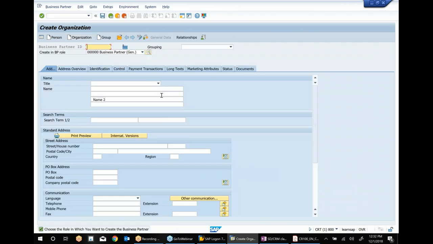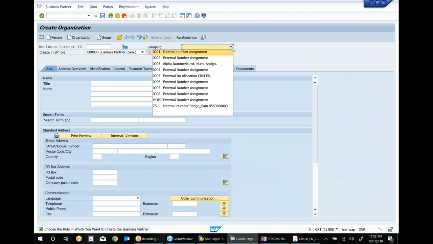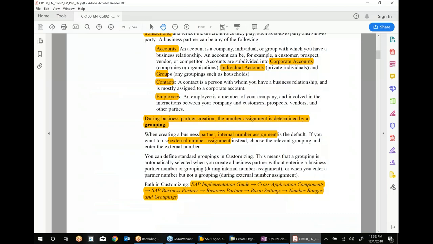Now here, I have a grouping. These are some of the groupings. You can create your own also. Here is the grouping of 001, internal number assignment. So that is what we are seeing here.